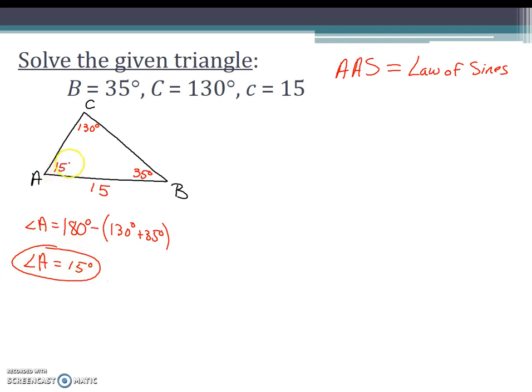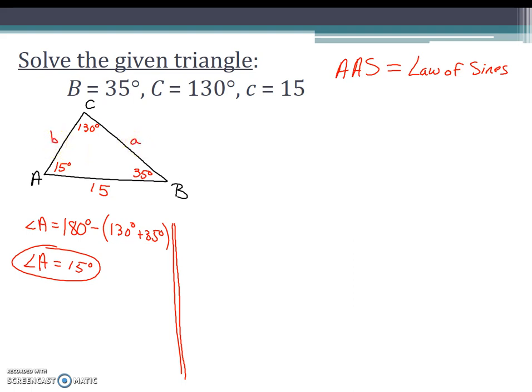So that should definitely be your starting point, figuring out all the angles when you're given two of them. Other instances you might not be able to do that, but whenever you can, that's the easy place to start. Now, what comes next is you set up the law of sines and solve for what's going to end up being little a and little b.